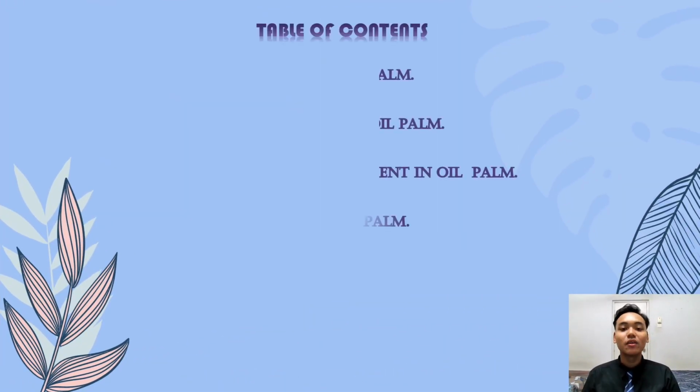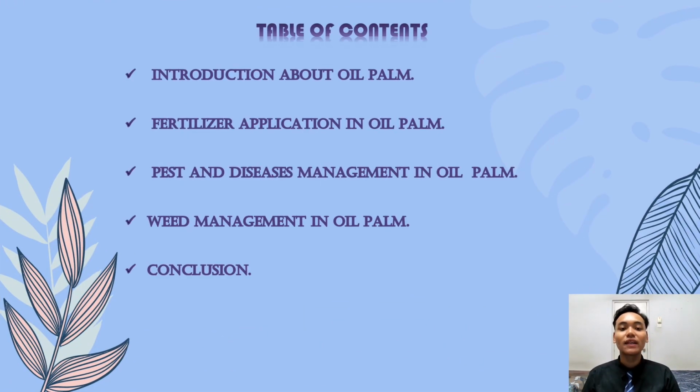This is the table of contents. The first one is the introduction about oil palm. The second one is fertilizer application in oil palm. Third, pest and disease management in oil palm. Fourth, waste management in oil palm. Lastly is the conclusion.